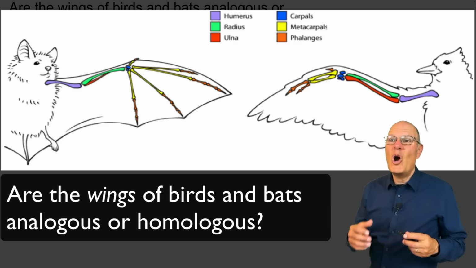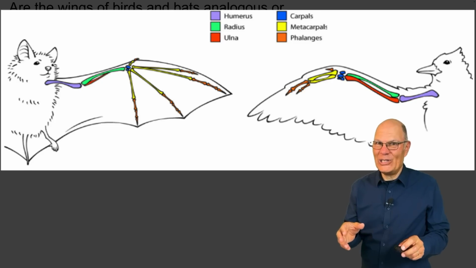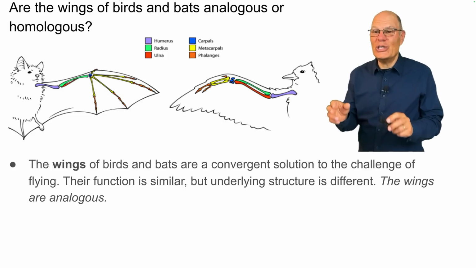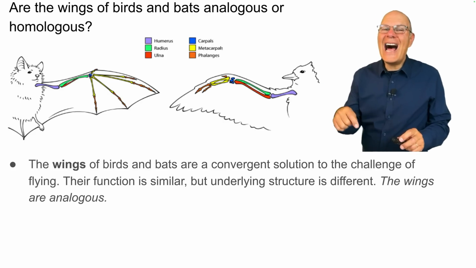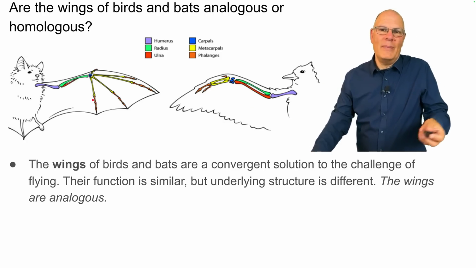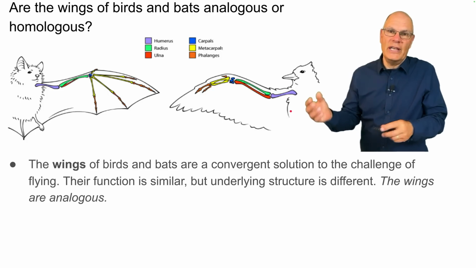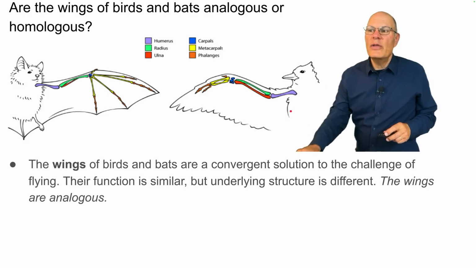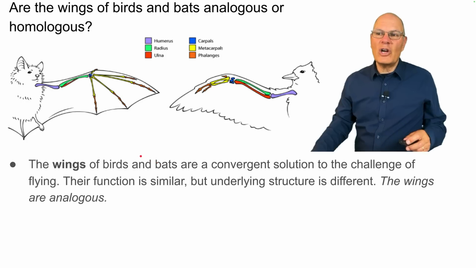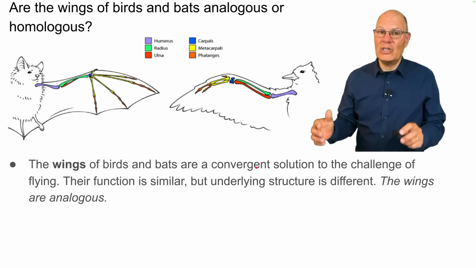Here's a tricky question. Are the wings of birds and bats analogous or homologous? Think about the answer, then see mine. The wings of birds and bats are a convergent solution to the challenge of flying. They did not evolve from a common ancestor. Bats evolved from some ancestral mammal that was probably like a rodent, and birds are dinosaurs, and they evolved from small land-living dinosaurs. The function of the bird wing, the function of the bat wing is similar, but the underlying structure, the organization of the bones, is different. The wings are an analogous structure.